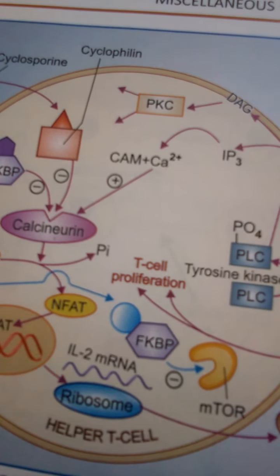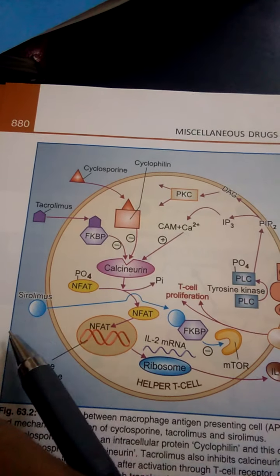Coming to the second classification, that is mTOR inhibitors. mTOR means mammalian target of rapamycin. So among the mTOR inhibitors, sirolimus is the drug which is used. So this is sirolimus.